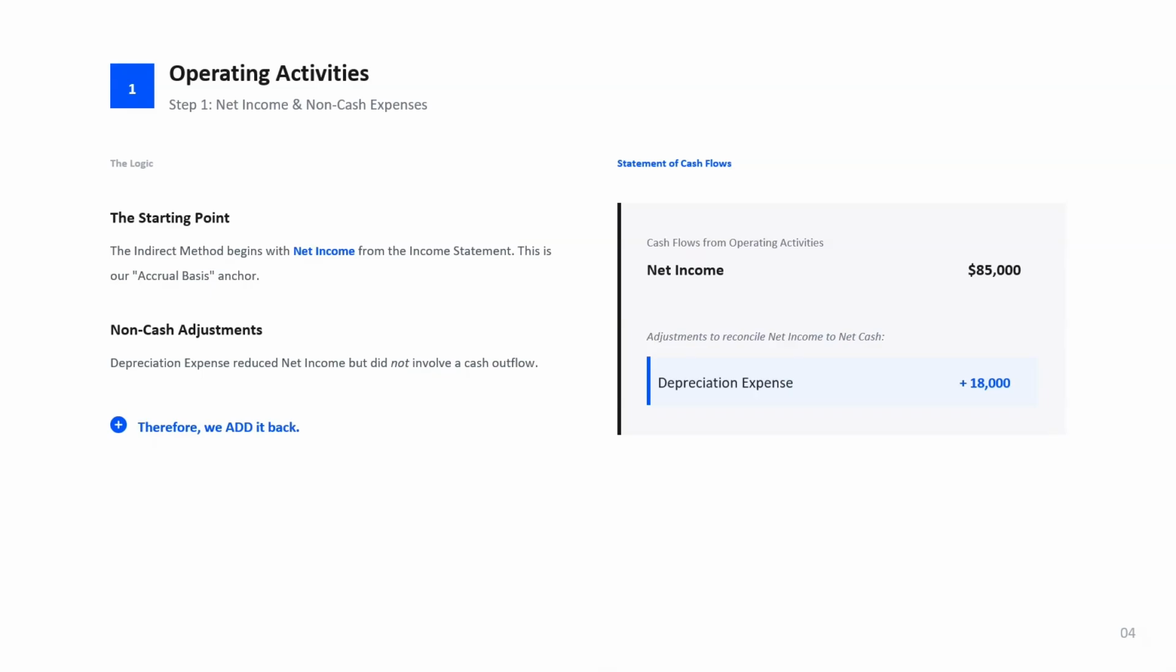Depreciation reduced our net income, but it did not involve any actual cash outflow. And since we are trying to find the true cash flow, we must add back that $18,000 of depreciation. This adjustment brings us closer to the actual cash generated by the business. Next, we'll tackle gains and losses.